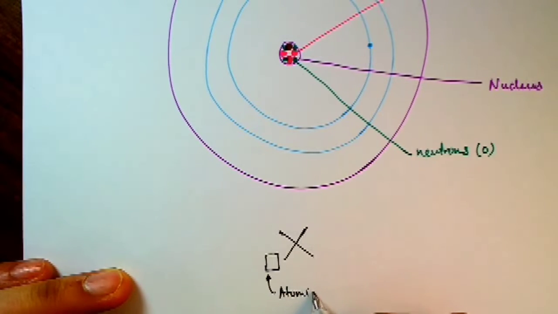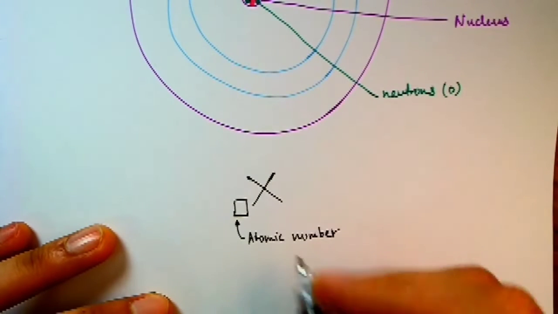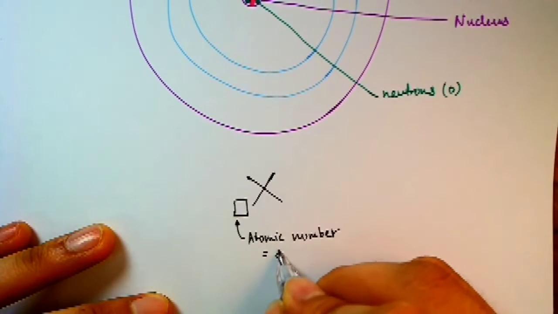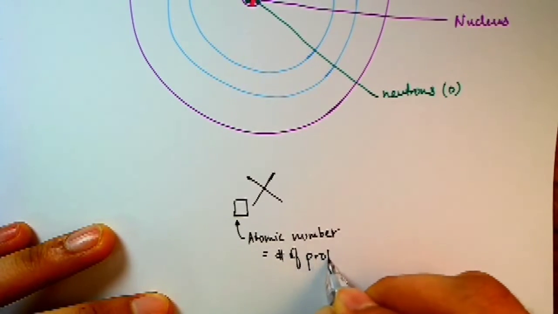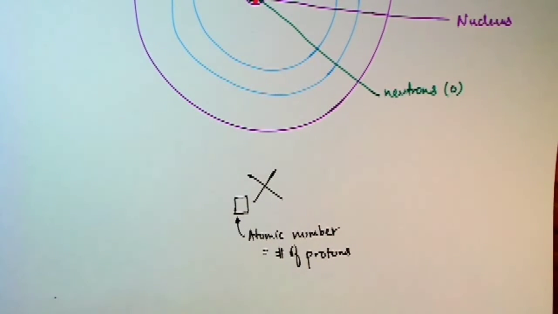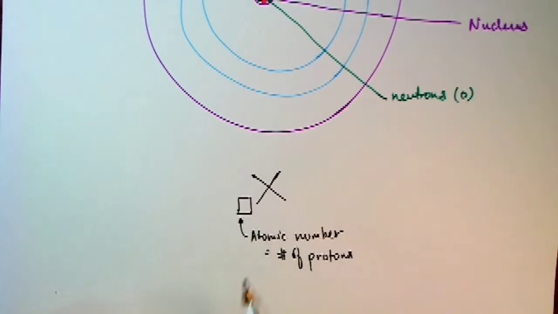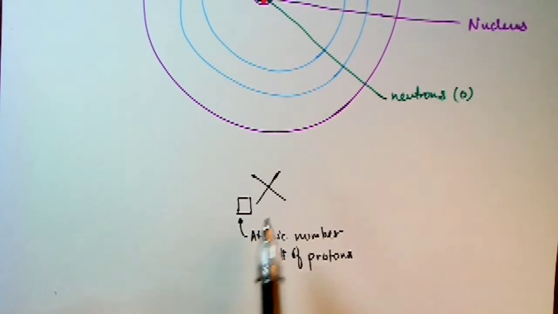Whatever the number I am writing here, that is the atomic number. What is it? Atomic number. That is, atomic number is equal to number of protons. Atomic number is equal to number of protons.